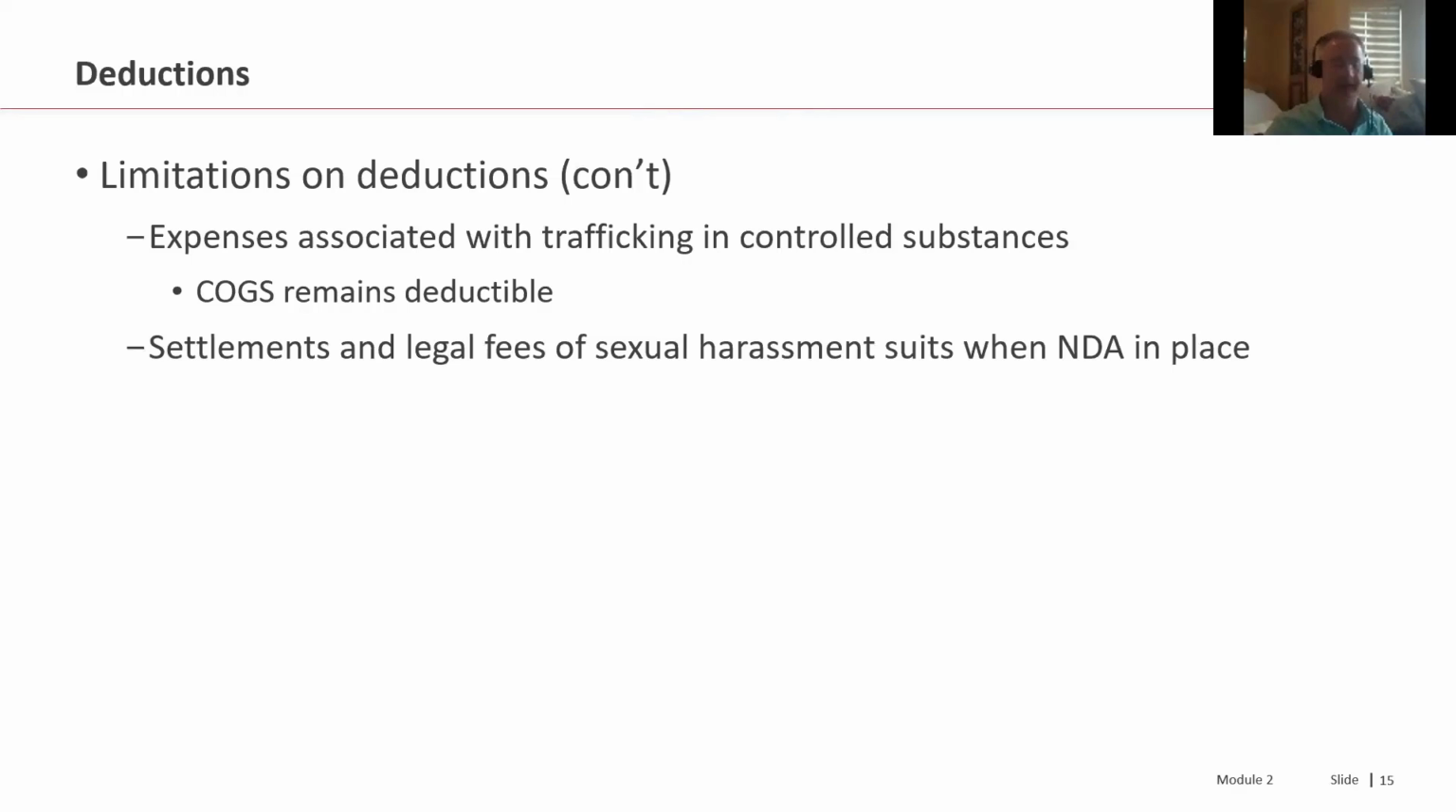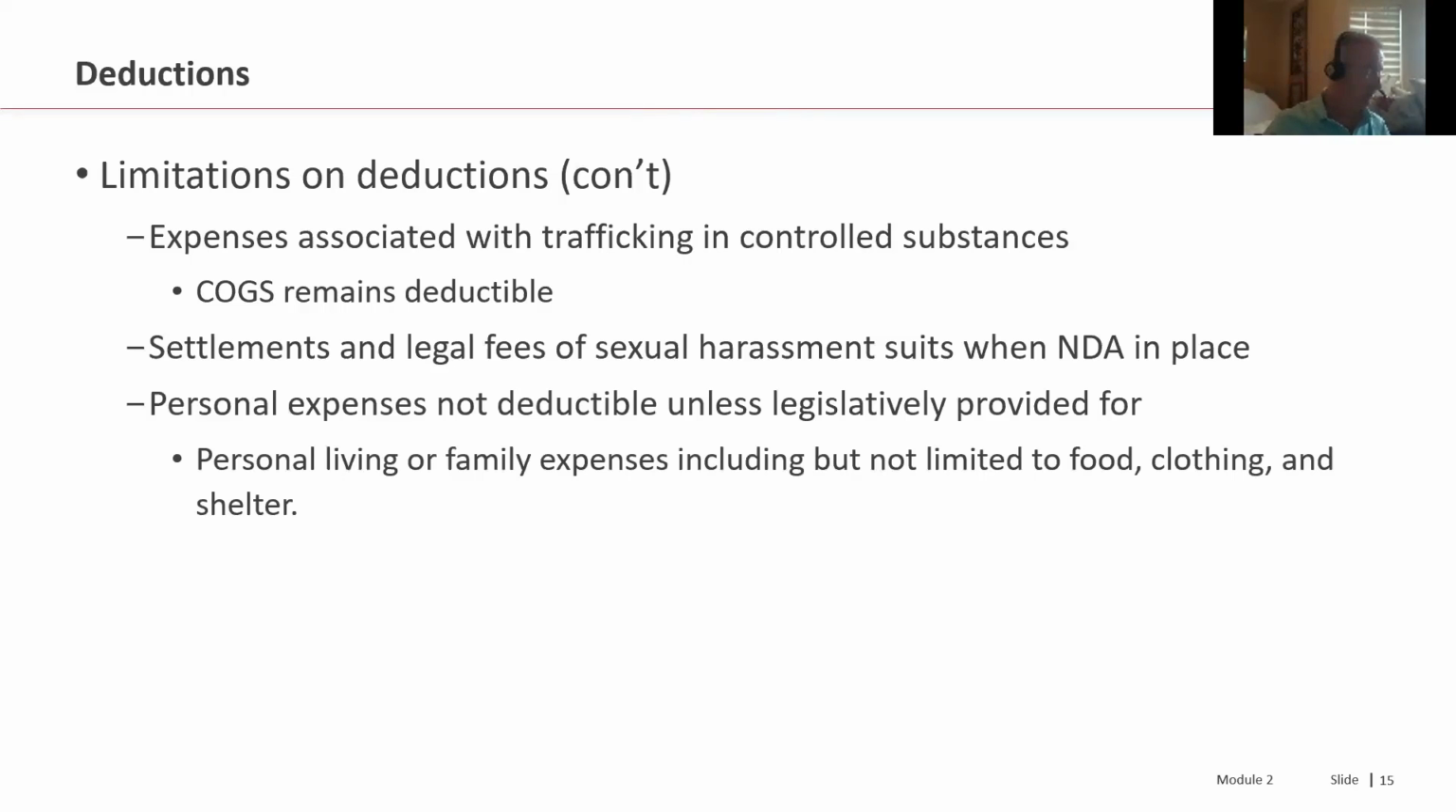So basically, companies or individuals are no longer allowed to hide behind a non-disclosure agreement because if they do, they cannot deduct those costs. So at least the federal government isn't supporting that. Personal expenses are not deductible unless legislatively provided for. That means personal living or family expenses, expenses for food, clothing, and shelter.